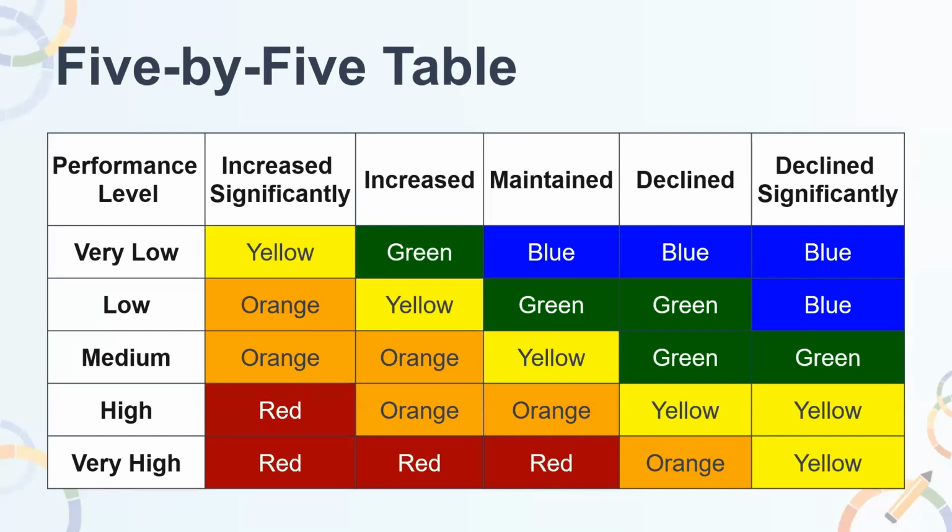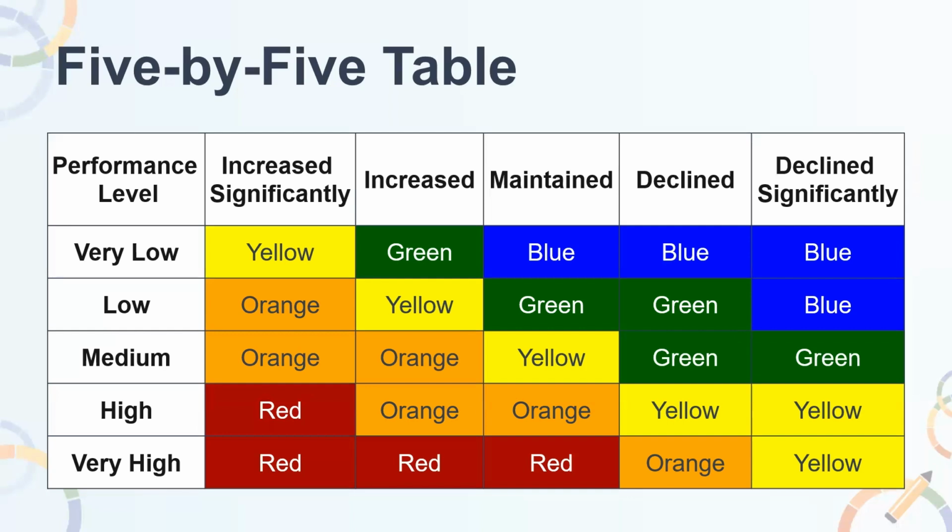To receive an orange performance level, an LEA, school, or student group would need one of the following: a status of low with a change of increased significantly, or a status of medium with a change of increased significantly or a change of increased, or a status of high with a change of increased or a change of maintained, or a status of very high with a change of declined.